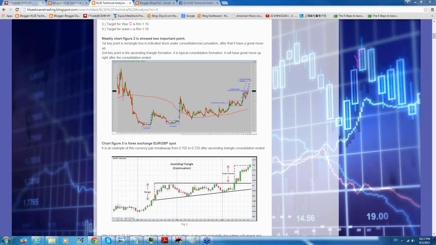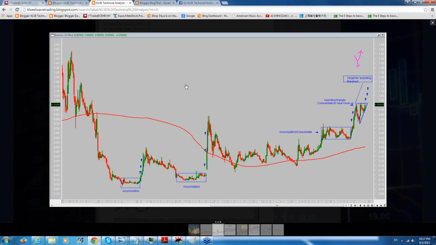Weekly chart. When I start to do analysis, I always like to go for the big picture, which is on the weekly chart, where the stock is heading. And I enlarged the picture which is in the blog I have. I guess you guys will see it now. Okay, it's come up.